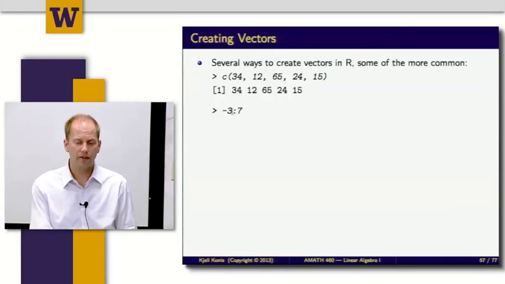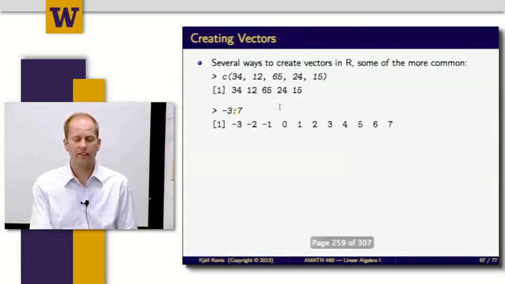I can also use this colon to get sequences of values that differ by 1. Generally, the only way this makes sense is if I say an integer value colon another integer value. So if I do -3 colon 7, that's just going to give me -3, -2, -1, and so on up to 7.